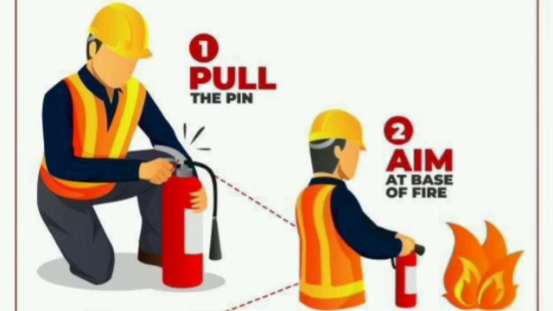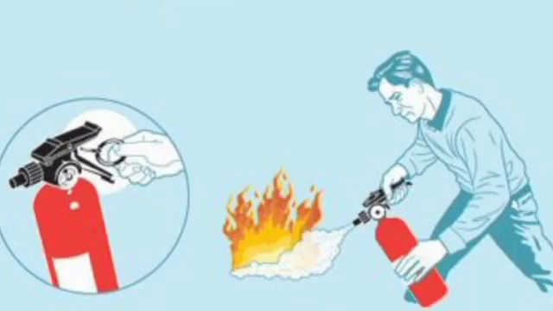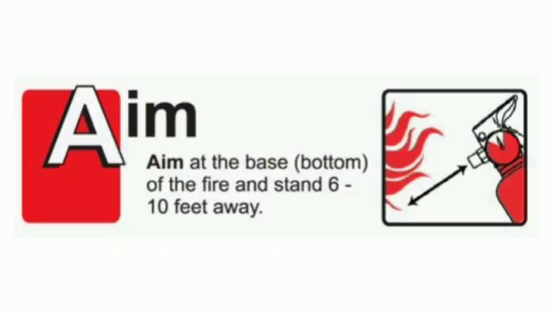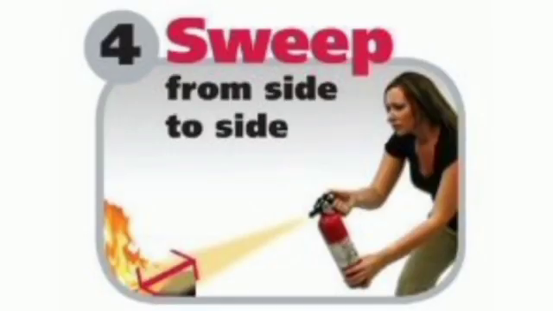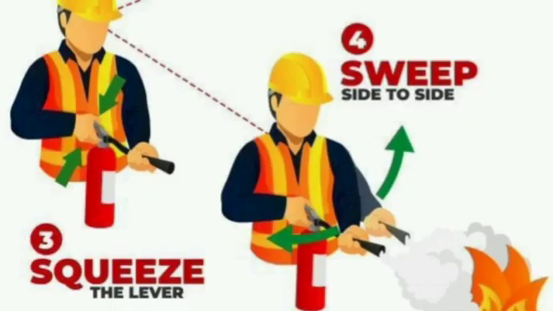PASS. P. Pull the pin so you are able to discharge the extinguisher. A. Aim the extinguisher nozzle at the base of the fire. S. Squeeze the lever to discharge the extinguisher agent. S. Sweep, moving the extinguisher pointed at the base of the fire, left to right or back and forth in a repeating sweeping motion until the fire is out.